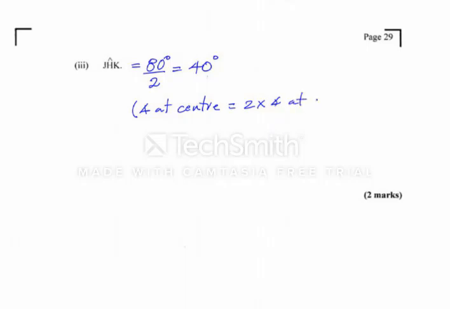All right, so let's write that. Angle JHK is equal to 80 divided by 2, which is equal to 40 degrees. Why? The angle at the center is equal to 2 times the angle at the circumference.